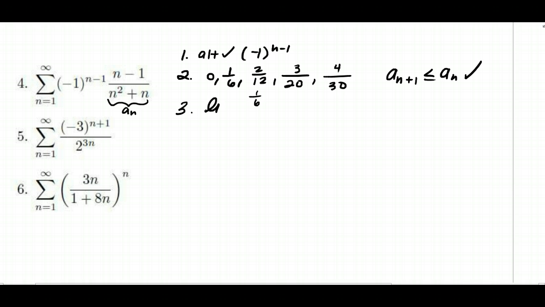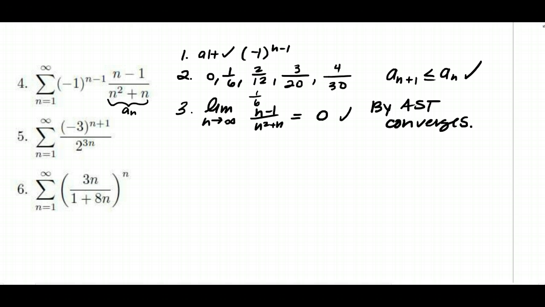And then the third part, does the limit of the general term go to 0? So n minus 1 over n squared plus n. It absolutely does go to 0, so by the alternating series test, we can say that the series converges.